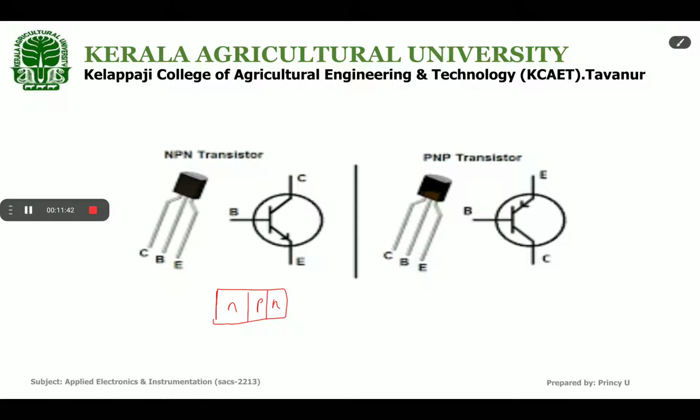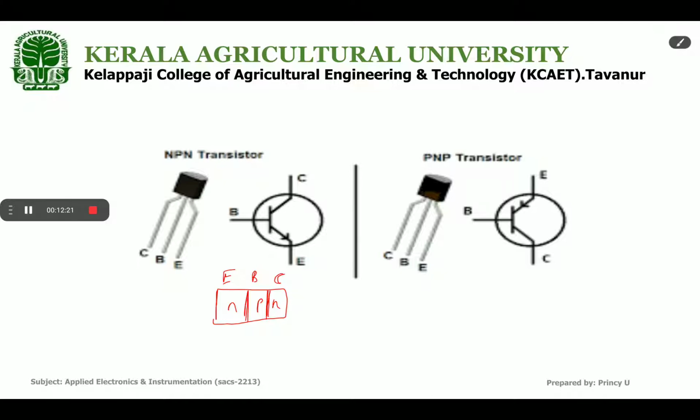Section 1 on one side is known as emitter. Just take it as emitter. The section on one side is called emitter, the section on the opposite side is called collector, and the middle section is called base, and it forms two PN junctions. This is one PN junction and another one. So two PN junctions are formed in the transistor, in between emitter and collector.